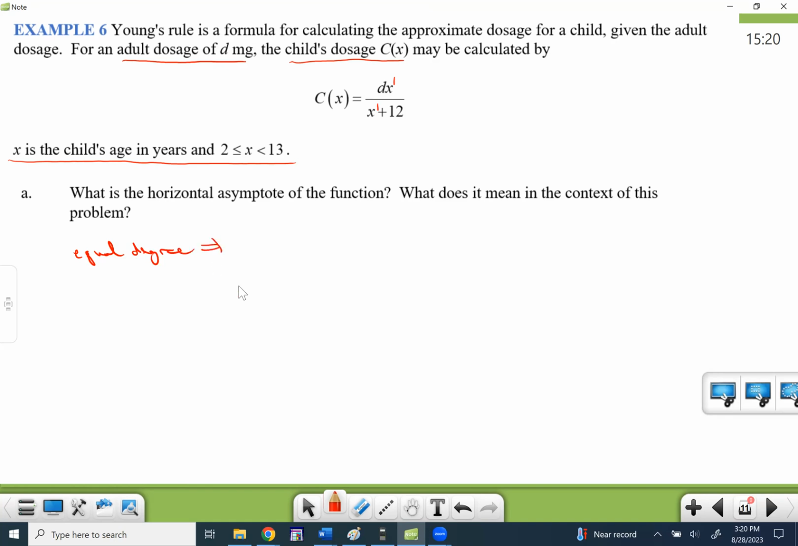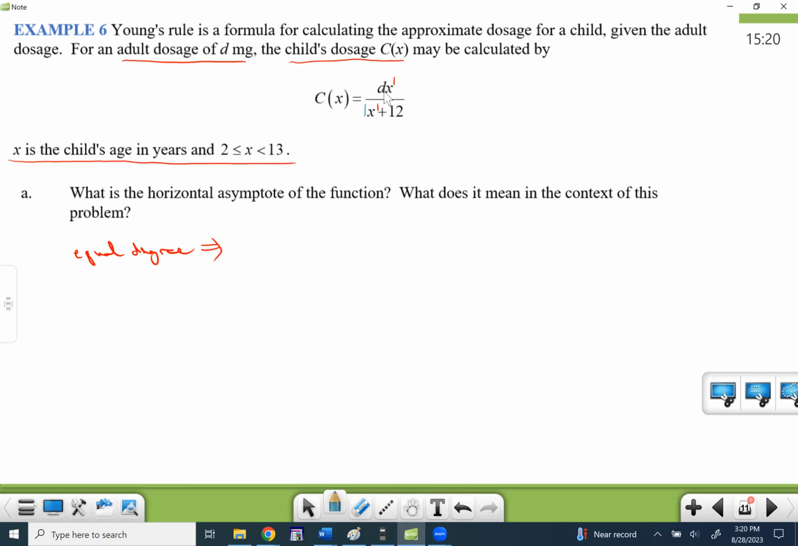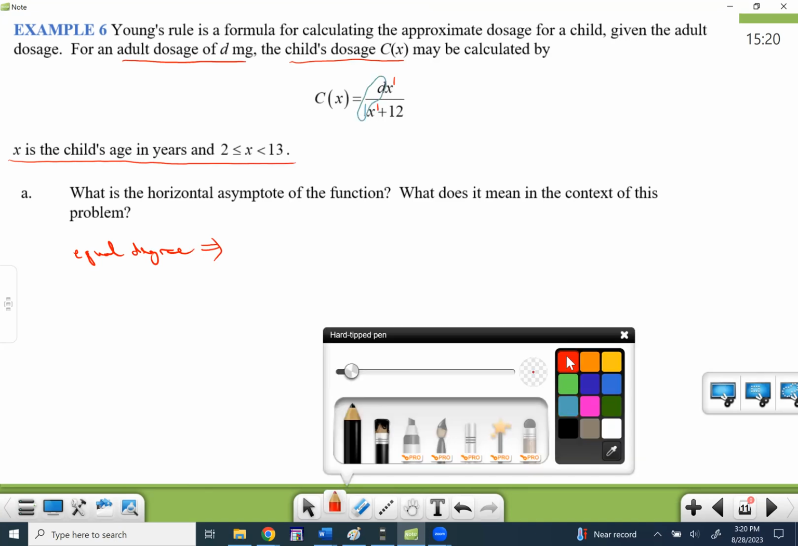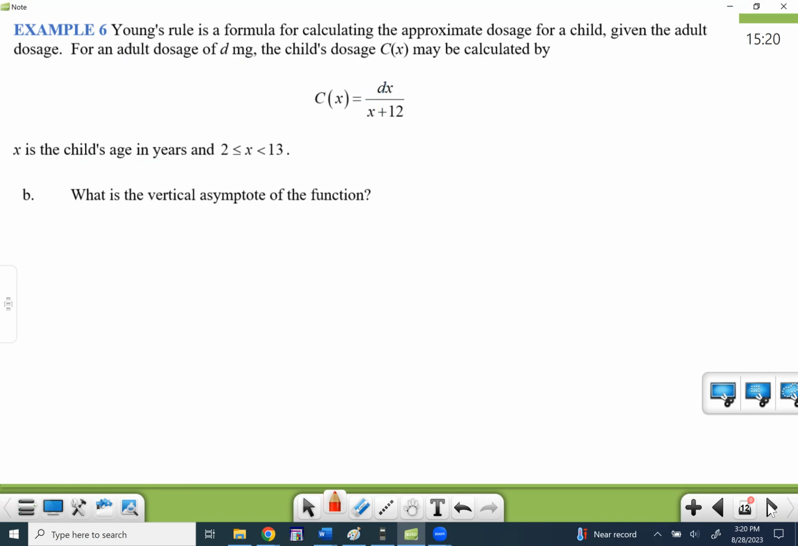So that means that we just need to make a fraction out of the leading coefficients. So it looks like it's going to be D over 1, or in other words, just y equals D. Okay. I'll come back to what this means in the context of the problem after we've sketched a graph. So we know that y equals D is where we have our horizontal asymptote.